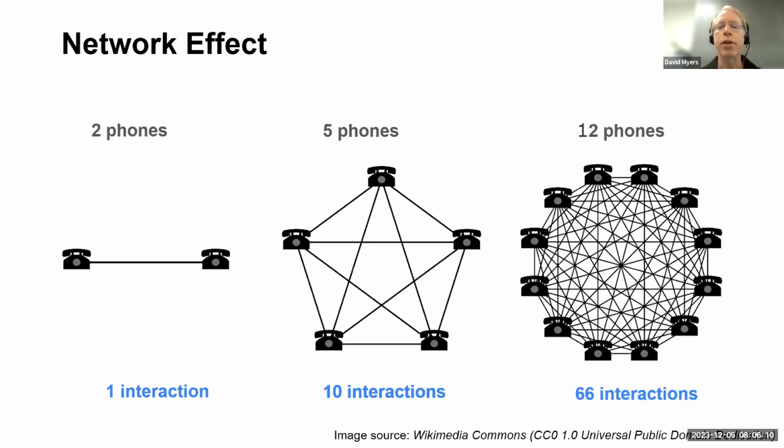This diagram demonstrates the network effect using the example of the invention of the telephone and the potential for interactions. 2 phones being connected results in 1 interaction. 5 phones on the same network results in 10 interactions, and 12 phones leads to 66 interactions. In terms of the Arches community, as the number of those involved continues to grow, there's a multiplying effect in terms of the possibilities for community members to share work products, including software enhancements, as well as expertise and experiences.